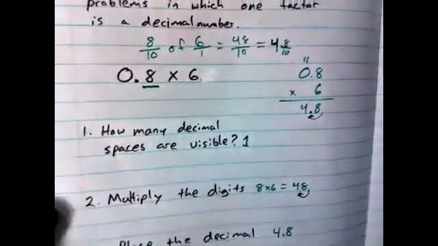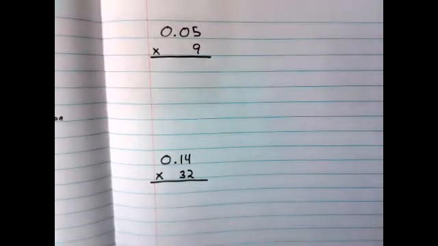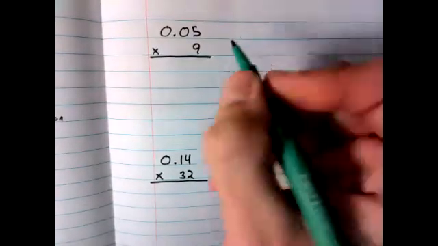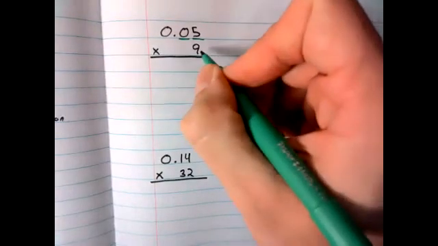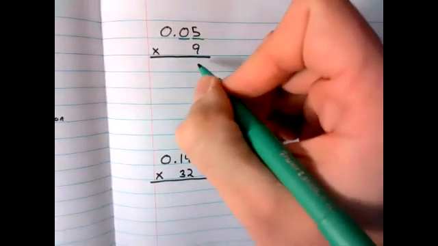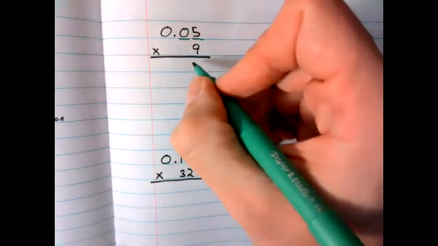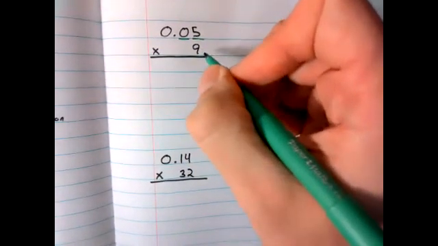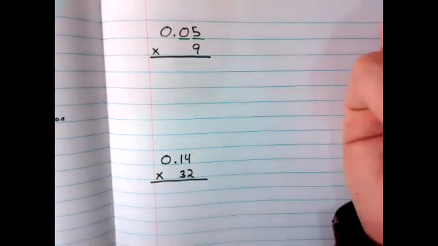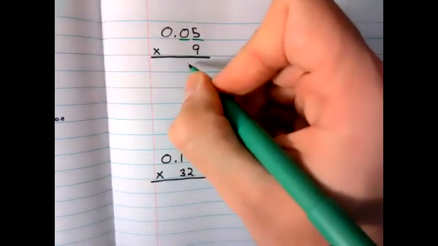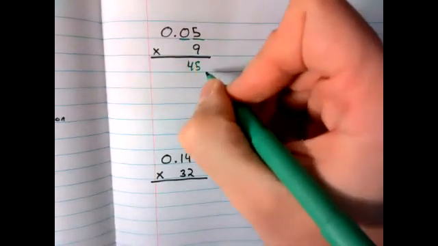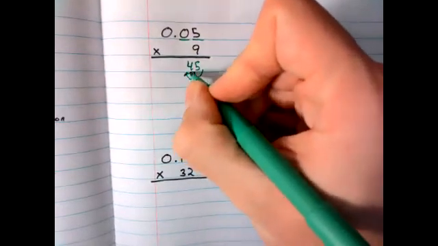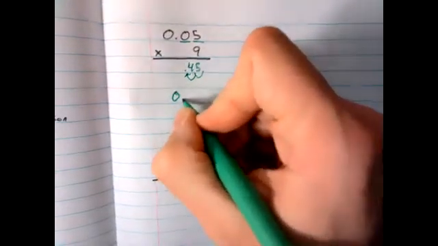All right, let's do a sample. Let's distribute out. How many visible spaces do I have? I have 1, 2. So my answer is going to have 2 spaces. Let's multiply our digits. 9 times 5 is, you should know this one. 5 times 10 is 50, so 1 less. What's the answer here? 45. All right, and I have 2 spaces. That means I'm going to start from the back. I'm going to go 1, 2 spaces. So the answer is 0.45.